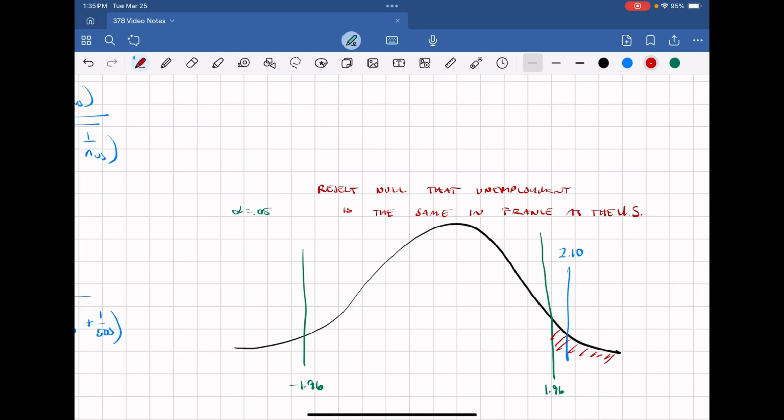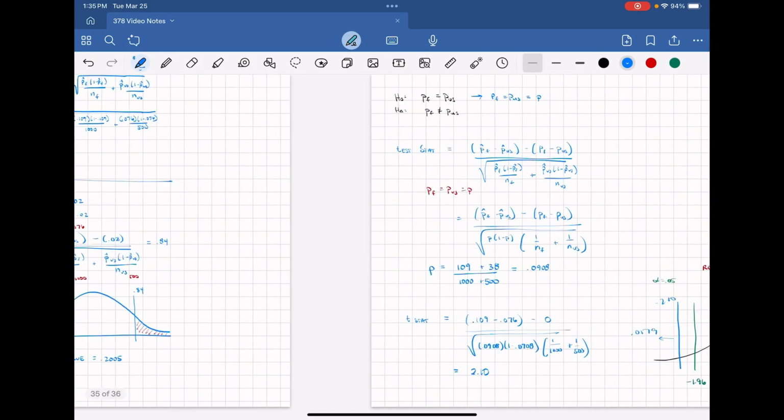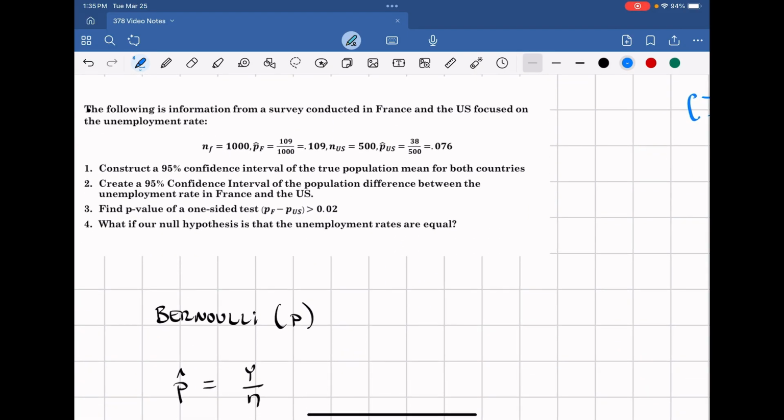The other thing I can do is look at the p-value. Here, the area to the right of 2.10 is 0.0179, but I also need to consider the area at negative 2.10, which is also 0.0179. So in this case, my p-value is equal to 2 times 0.0179, which is equal to 0.0358. Notice that this is less than alpha, 0.05, and so I would still reject the null hypothesis. And that's how we can answer these 4 questions of doing hypothesis testing with proportions.